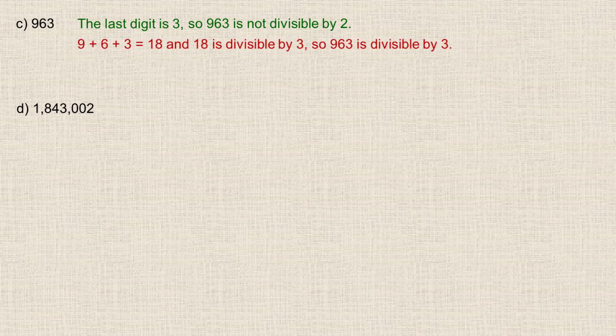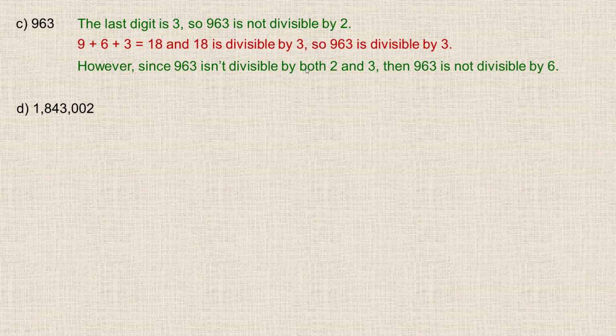So let's take a look at 2 more examples. In C here we have the number 963. Now the last digit is a 3. It's not 0, 2, 4, 6, or 8. So 963 is not divisible by 2. Now if you happen to have checked for divisibility by 3 first, adding 9, 6, and 3: 9 and 6 is 15, and 3 more makes 18. So it is divisible by 3, because 18 is divisible by 3, but it's not divisible by both 2 and 3, so 963 is not divisible by 6.